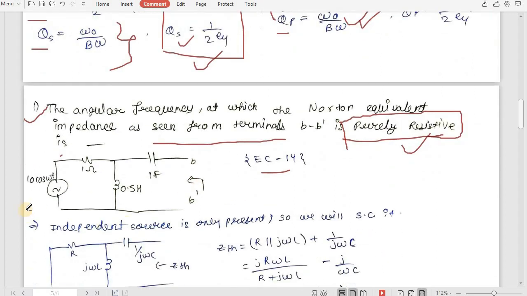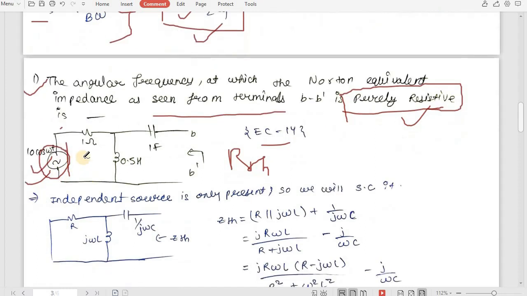Here you can see this is the circuit from which we have to get the Norton equivalent resistance. Basically we have to get the RTH. Here we have only an independent voltage source, so this type of question is type 1 of Norton and Thevenin. For this type we directly replace the independent voltage source by a short circuit and an independent current source by an open circuit. So here we make this independent voltage source a short circuit, so this is the modified circuit from which we have to get our ZTH.